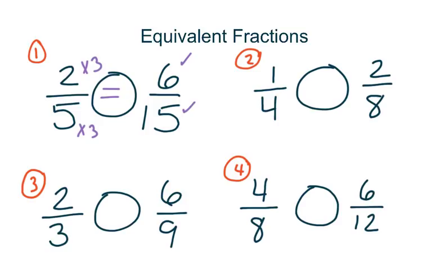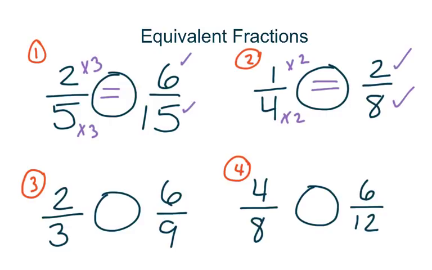Question number 2. I'm going to do the same thing here. I have to see, well, if I'm going from 1 to 2, what am I doing? I'm multiplying times 2. So I have to do the same thing to my denominator. 1 times 2 gives me 2, and 4 times 2 does give me 8, so these two fractions are equivalent.